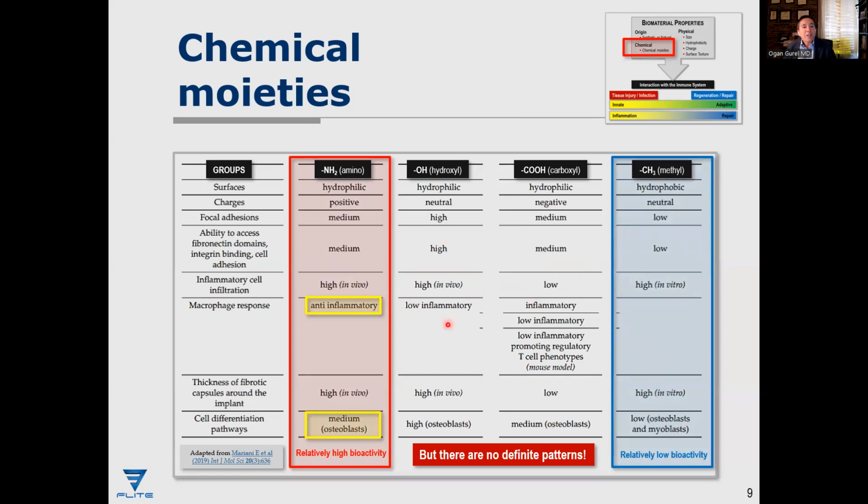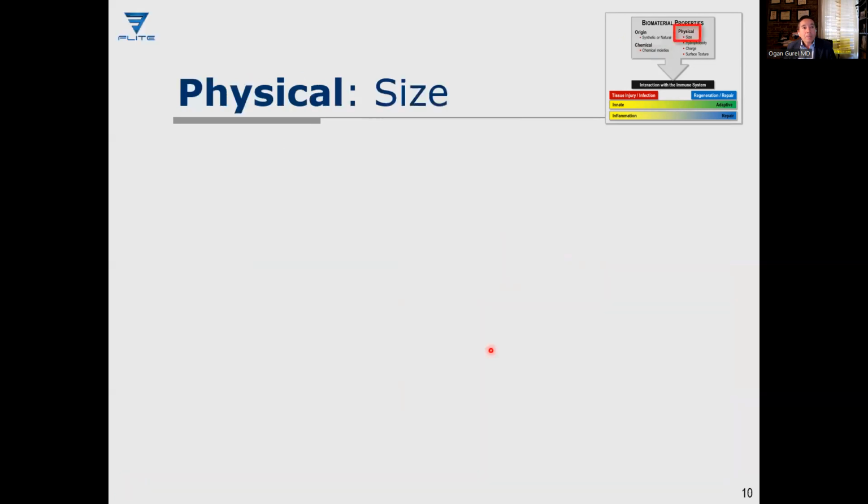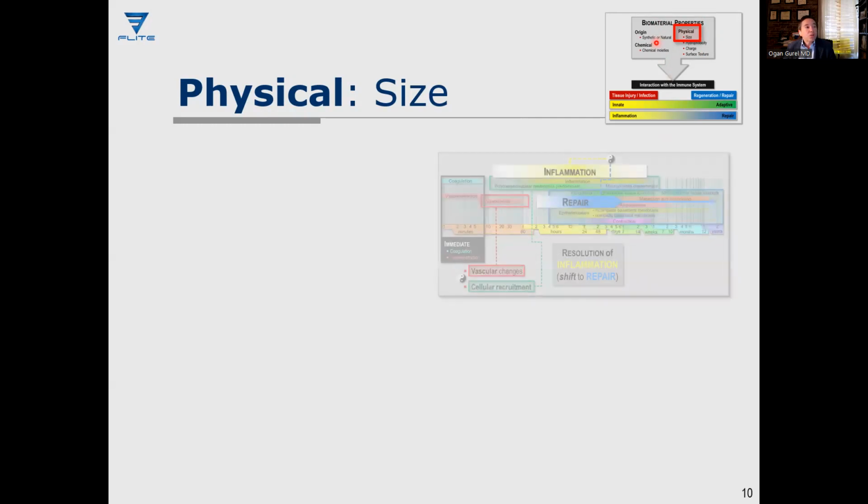But you can see there's no definite pattern. The carboxyl groups, the negative charge, tend to have a low inflammatory response, but they can have a medium ability for fibronectin domains. So it's really a mixture. There's no pattern related to chemical moiety. So it's very complex to really predict through chemical modification what the results of interaction with the immune system are going to be. So another parameter, which is very interesting, is the physical size of the topography of the surface.